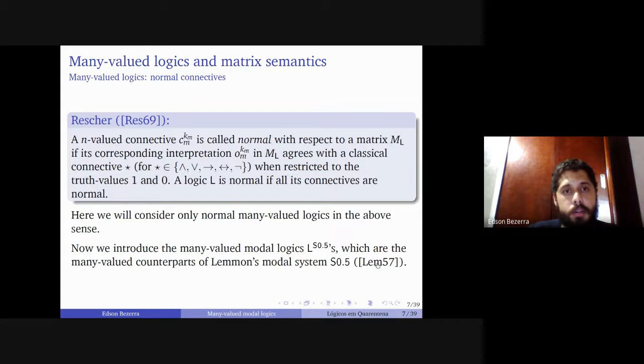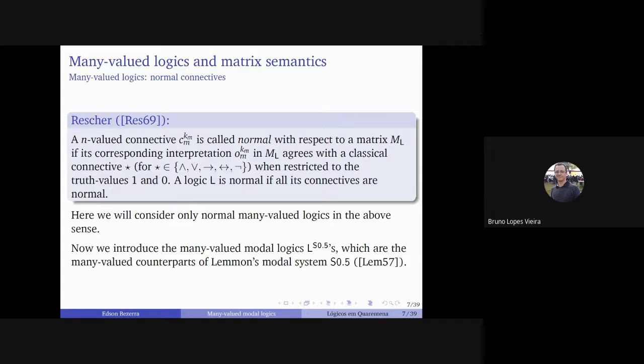Can I proceed or any question? You may proceed. You may leave the questions for the end, maybe, or if you have any important point.